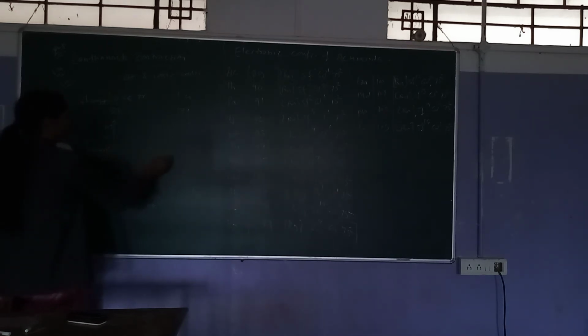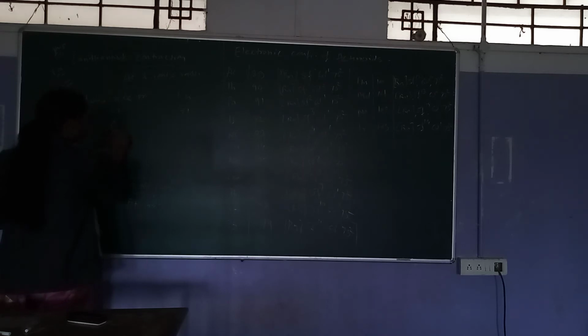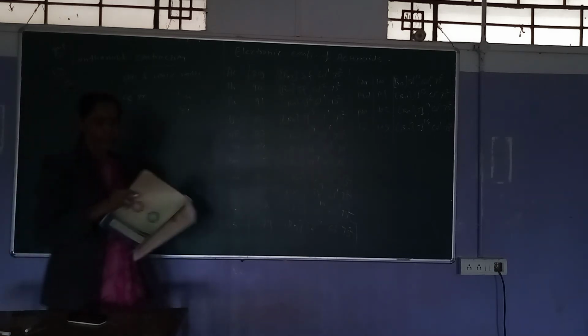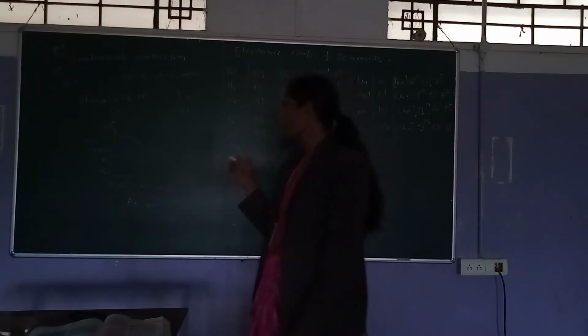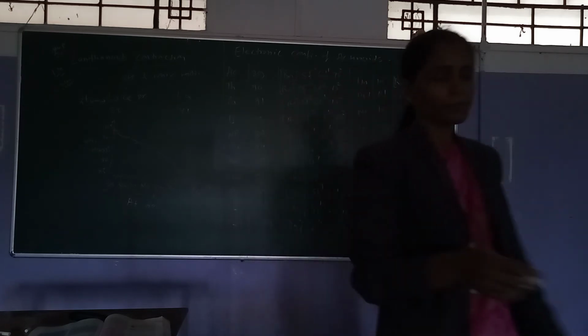In this graph, the radius continues to decrease along the period, from lanthanum to lutetium. This decrease in radius from lanthanum to lutetium is called lanthanoid contraction.